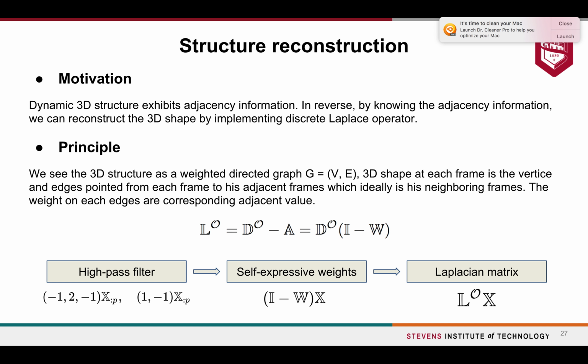And the principle here is that we see the 3D structure as a weighted directed graph, and each 3D shape at each frame is a vertex, and the edges point from the vertex to its neighboring frames, its adjacent frames, which ideally are the neighboring frames, and the weight is the adjacency between the frames.